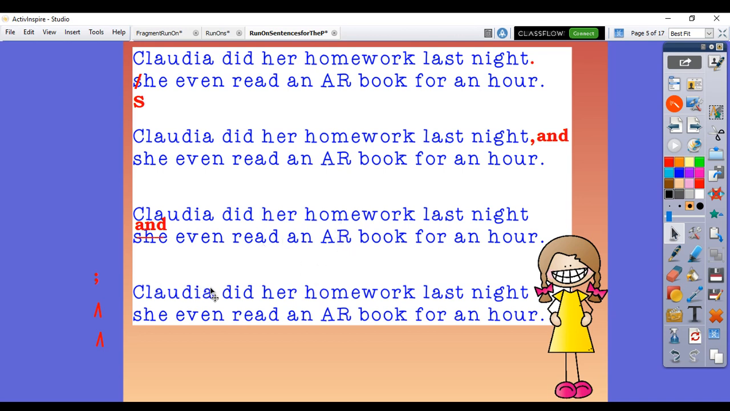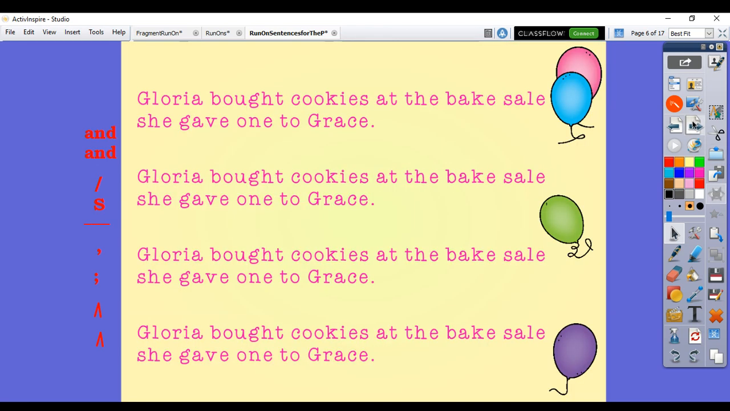And last but not least, Claudia did her homework last night; she even read an AR book for an hour. All right, hopefully that's what you had. Let's try one more sentence, correcting it the 4 different ways, and then you will be on your own. Here we go. Gloria bought cookies at the bake sale. She gave one to Grace. Go ahead and pause the video so you can correct these 4 sentences in 4 different ways.